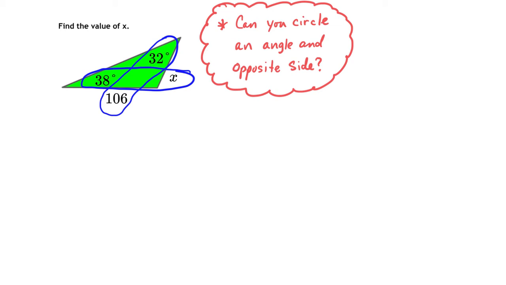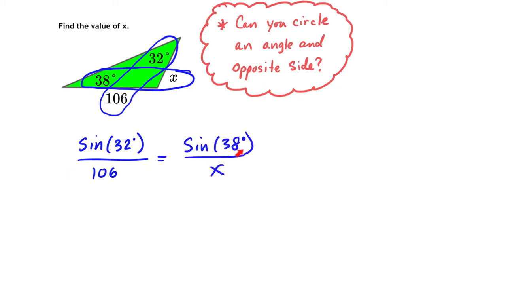Now, when you form a proportion, you're going to say sine of your angle over your side equals sine of your angle over your side. So let's set that up first with the first circle here. Take sine of 32 over 106, like this. Then we're going to say equals sine of 38, like this, over x, as you can see here as well. Now you've got your proportion.